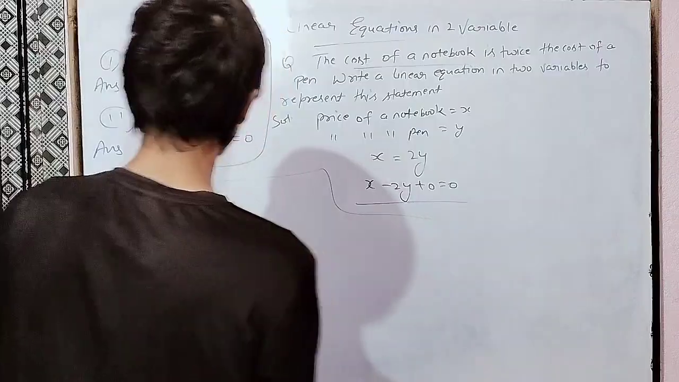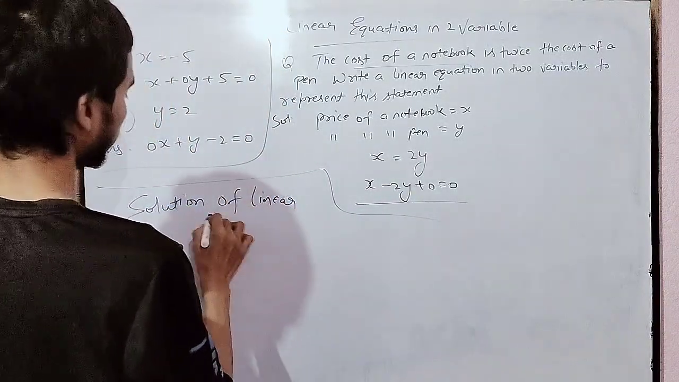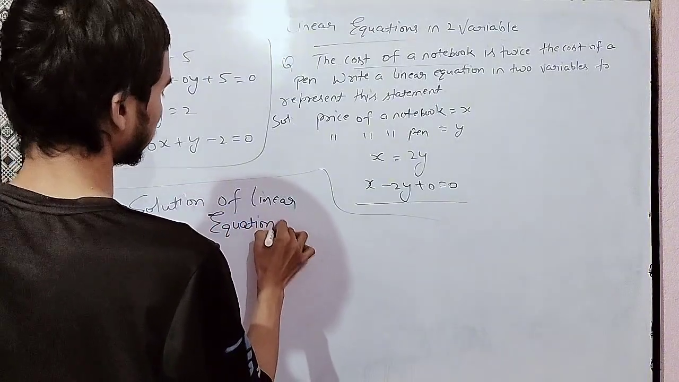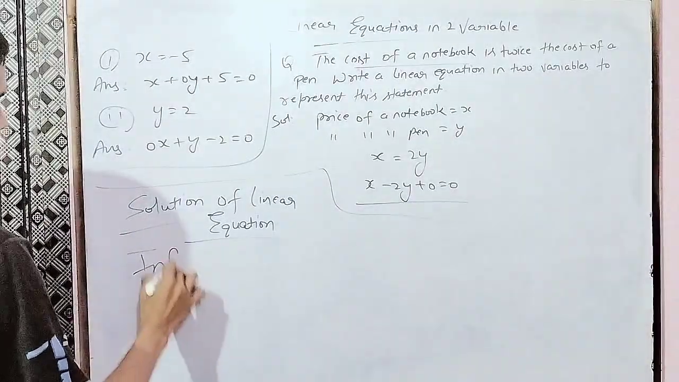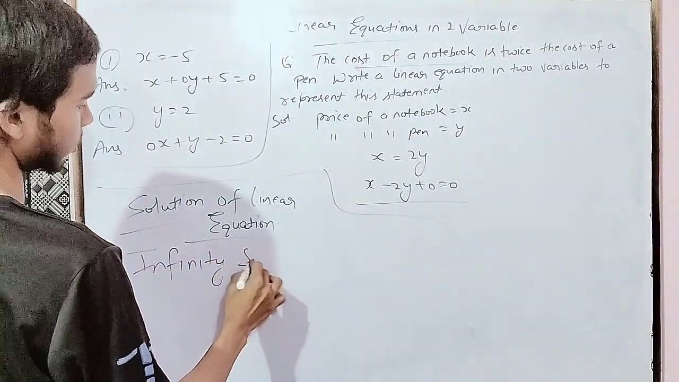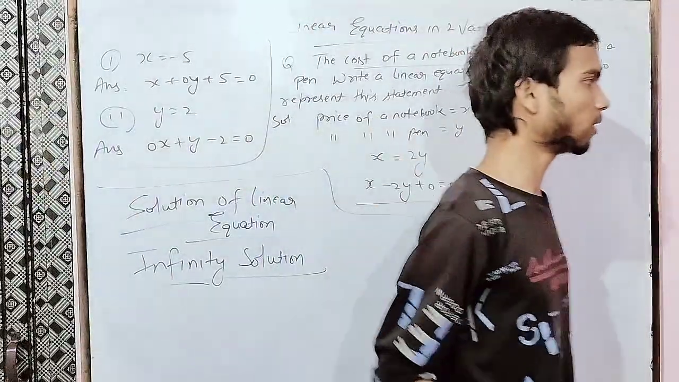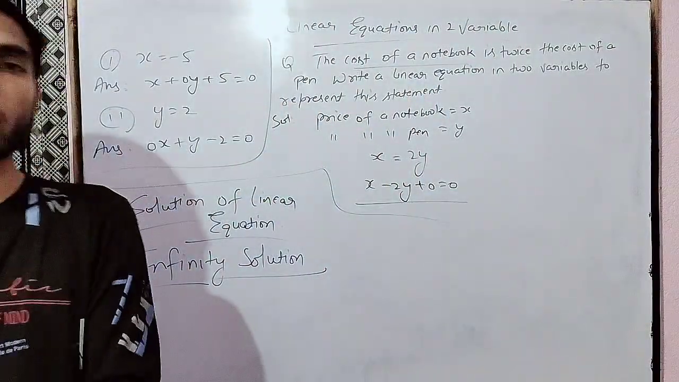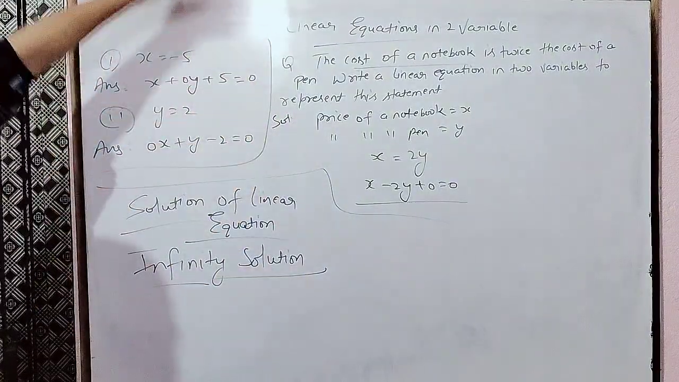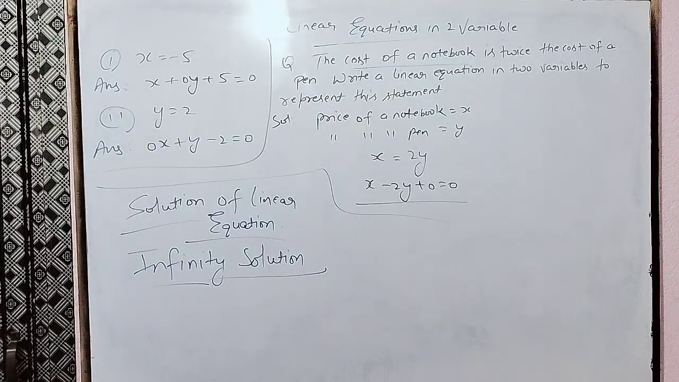Can you tell me the solution of a linear equation? How many solutions can be found for a linear equation? The answer will be infinity. So a linear equation has infinitely many solutions. A lot of solutions can be found in the case of a linear equation. It does not have a finite number of solutions, okay? And some questions will be based on this.